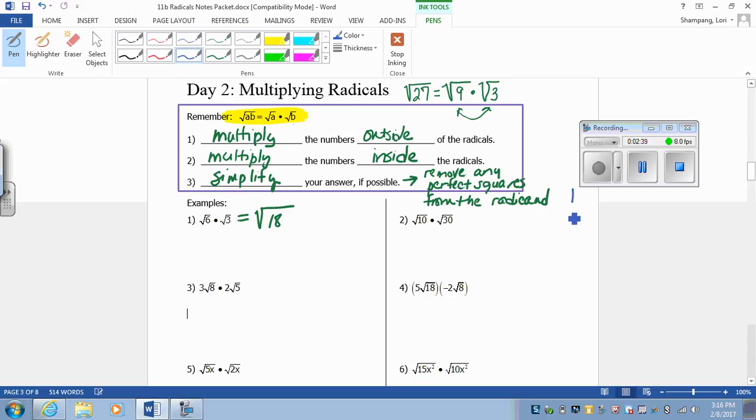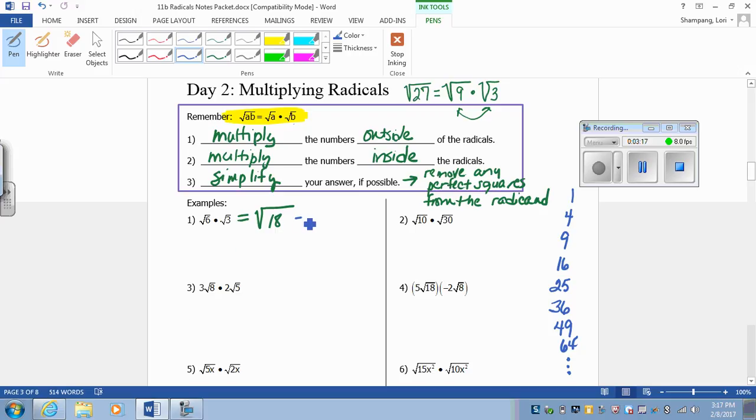Let's see, let's start with 1, 4, 9, 16, 25, 36, 49, 64. I think you know where we're going with the rest. So we should be familiar with our perfect squares up through 25. So what we're looking for is to break up the 18 that's underneath the radical into two factors. And we want to find one of those factors to be a perfect square.